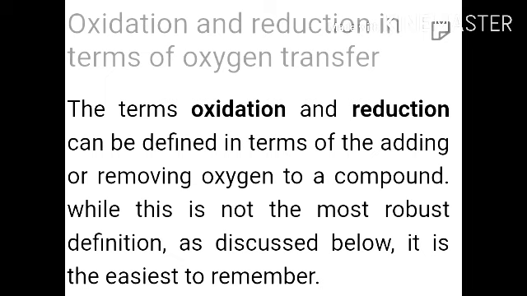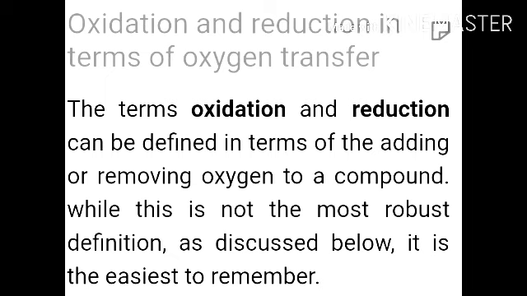What's happening to atoms A and B over here? Well, atom A is giving up one of its electrons. It's losing an electron. So at atom A, oxidation is taking place. Atom B is receiving an electron, it's gaining an electron, so at atom B, reduction is taking place.